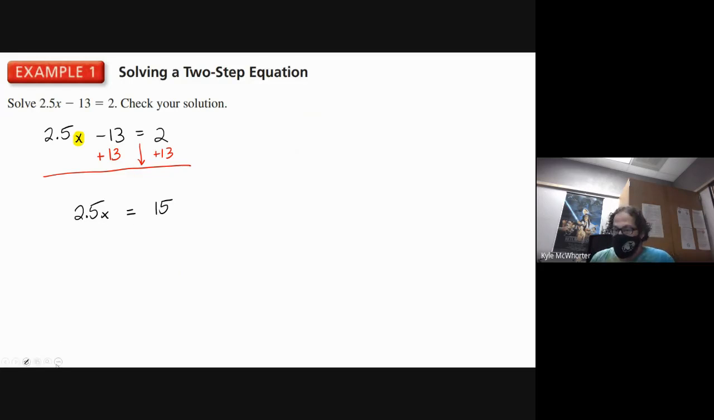Now, once again, we're going to focus on our variable. What operation is going on with our variable? It's being multiplied by 2.5. The inverse of multiplication is division, so we're going to divide both sides of the equation by 2.5. Because 2.5 divided by 2.5 is 1, they in a sense cancel out, and that's just 1x left over here.